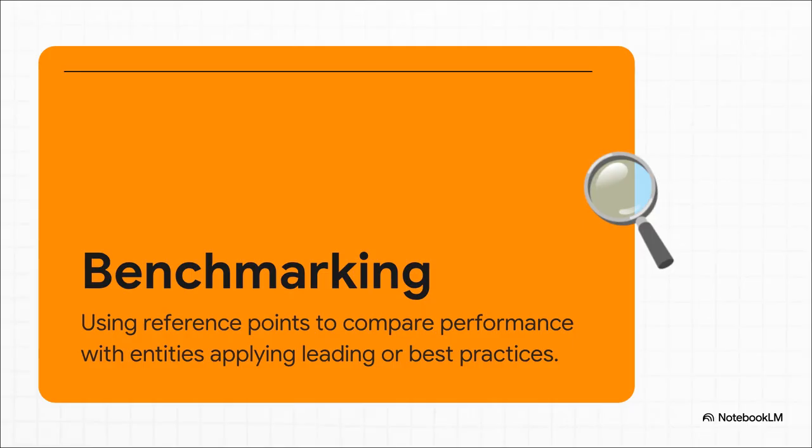At its core, benchmarking is essentially just using reference points to compare your own organization's performance with other appropriate entities. And usually, we're talking about entities that apply leading or best practices. Why go through the trouble? Well, because it's a completely foundational tool for business process review. It's exactly how organizations drive performance improvement, ensure really stringent quality management, and handle productivity management. You aren't just staring at data for the sake of it. The whole objective is to actively identify and then actually implement actions for genuine improvement.